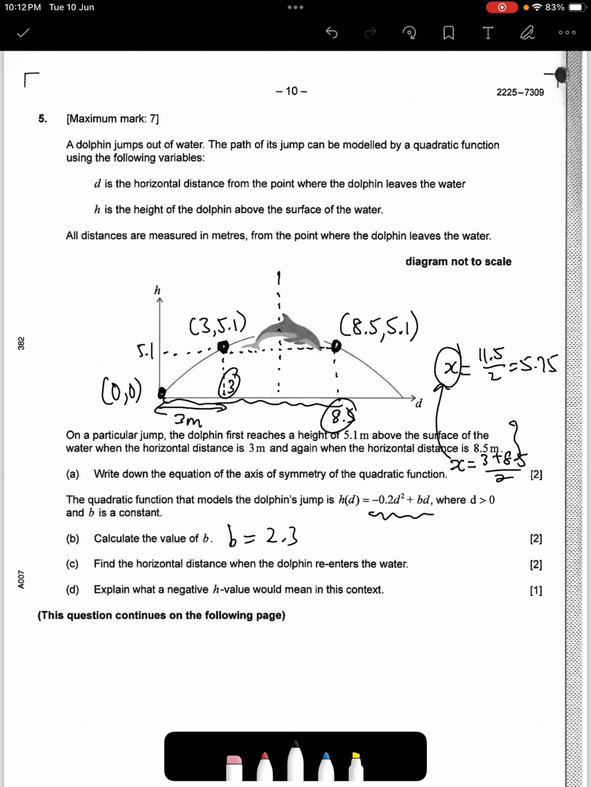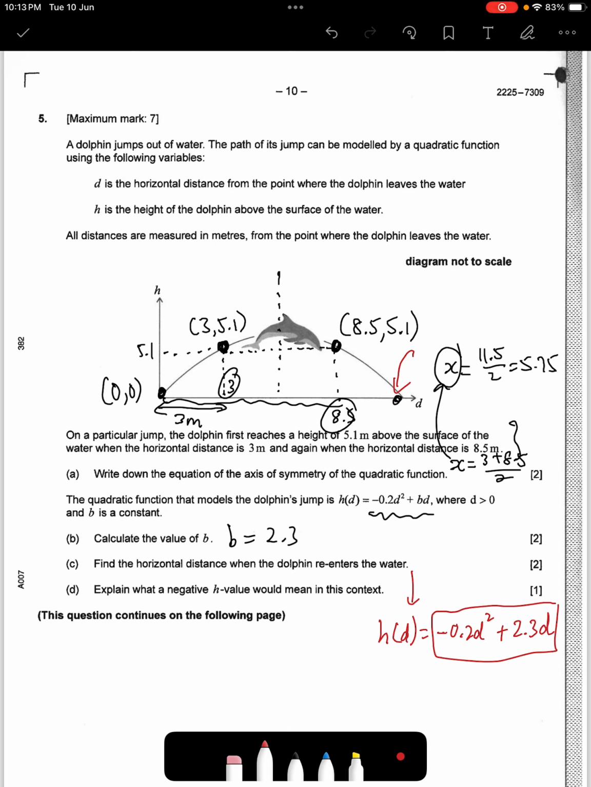Again, I was just using the quadratic feature. Then part c says find the horizontal distance when the dolphin re-enters the water. So actually we're looking at this point, specifically this point. Now we have the equation, right? We have h of d to be negative 0.2 d squared, then add b to be 2.3 d. So I got the quadratic function.